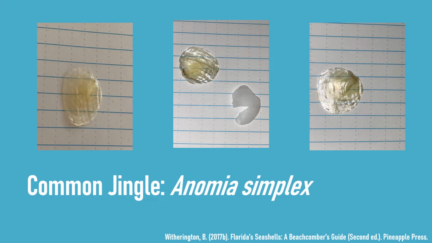Here I have another very common shell, the common jingle, or Anomia simplex. These shells come from a type of bivalve mollusk. They're very common and very easy to find on the beaches. They're often collected and used to make jewelry and art.